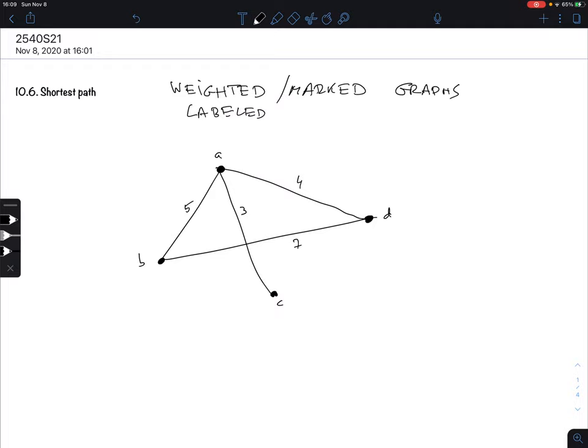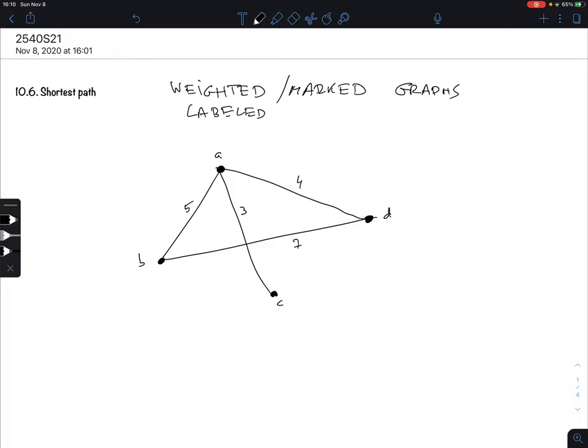This could, for instance, indicate the actual physical distance. Suppose A, B, C, and D are cities, this could be the physical distance between these cities. It could also be something totally different. It could be the cost. This could be a network that connects several computers, and it could be the speed at which these connections work, or it could be the cost of operating those lines. Okay, so that's the kind of information that we have in a weighted graph or a labeled graph or something like that.